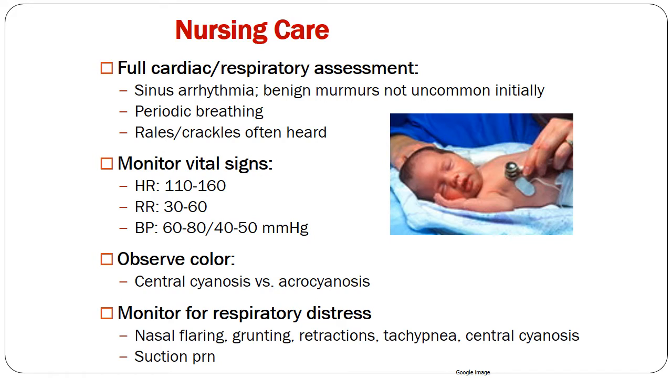There's a difference between central cyanosis and acrocyanosis. Acrocyanosis is a little bit of a blue color to the hands and the feet, and that's just because most of the circulation comes to the vital organs: the brain, the heart, the liver, the kidneys. Those things need the circulation more than your fingers and toes do, so they'll get a little bit dusky. Central cyanosis is when we're getting cyanosis of the trunk, cyanosis of the gums, mucous membranes. That's showing that the baby is not oxygenating well.